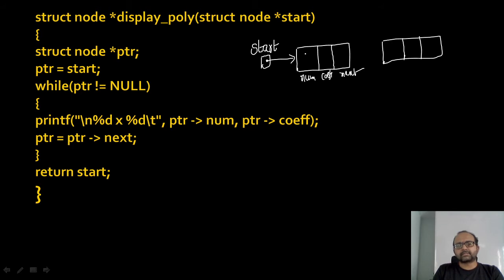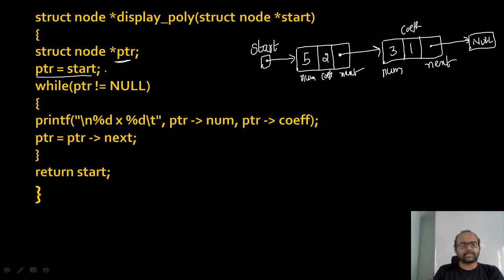So let us suppose this is 5 2, and this is a pointer pointing to this one. It contains 3 1, and this is pointing to null. Let us suppose this is the linked list that we have created. So again this is num, this is coefficient, and this is next pointer. So you can observe ptr is the pointer, ptr equal to start, which means ptr will be the pointer which is pointing to the start node.